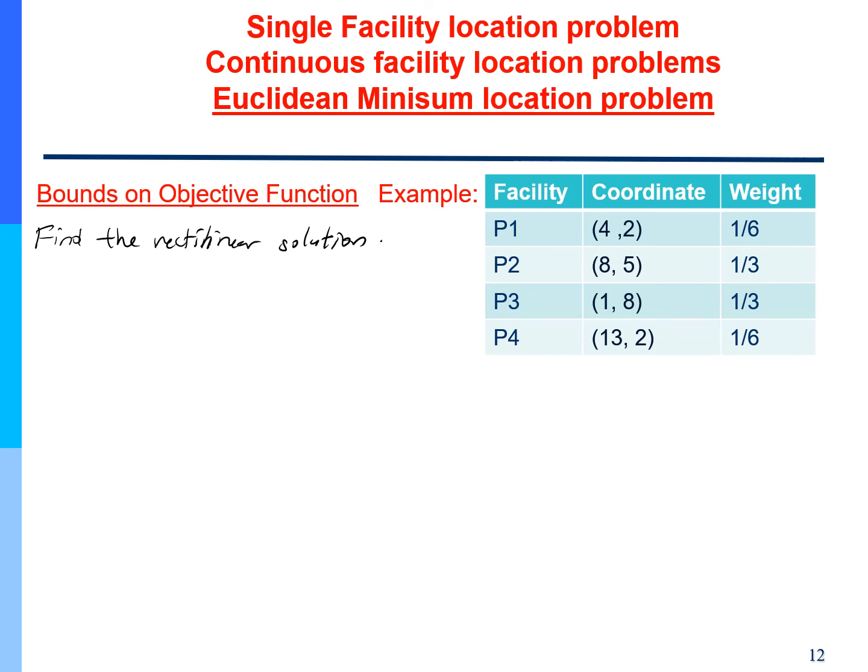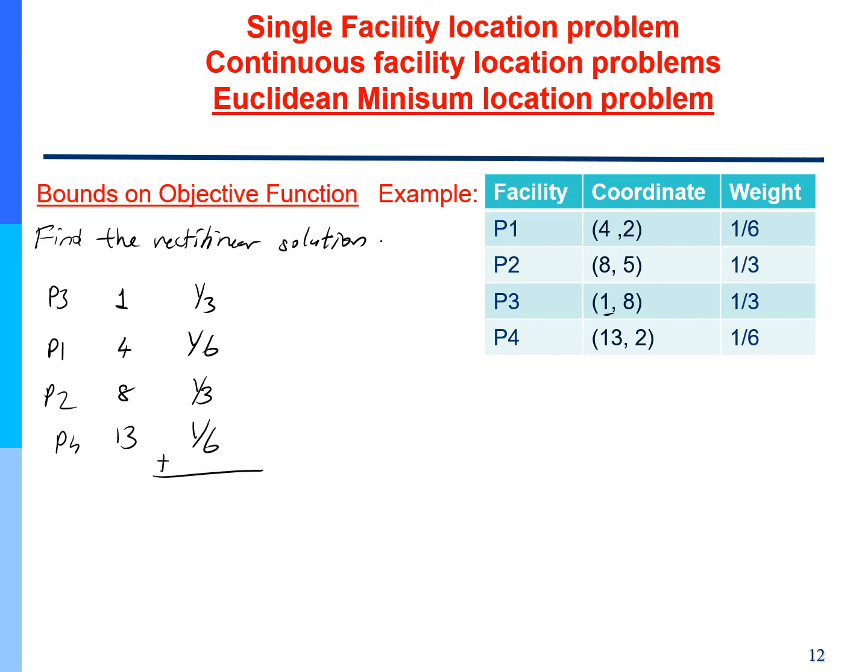Remember the procedure. First of all, find the optimal rectilinear x coordinate. And in order to find it, I need to first order the existing facilities with respect to their x coordinates. Okay, so let me write P3, and then the x coordinate is 1, and the corresponding weight is 1/3. And then we have P1, coordinate is 4, and the weight is 1/6. Then we have P2, x coordinate is 8, and weight is 1/3. And we have P4 with 13 and 1/6.